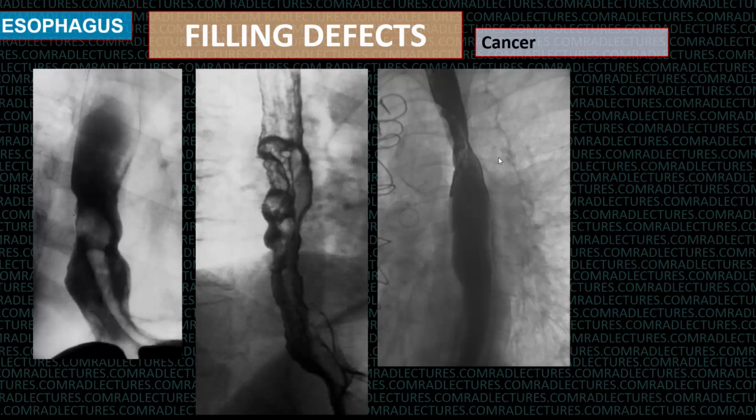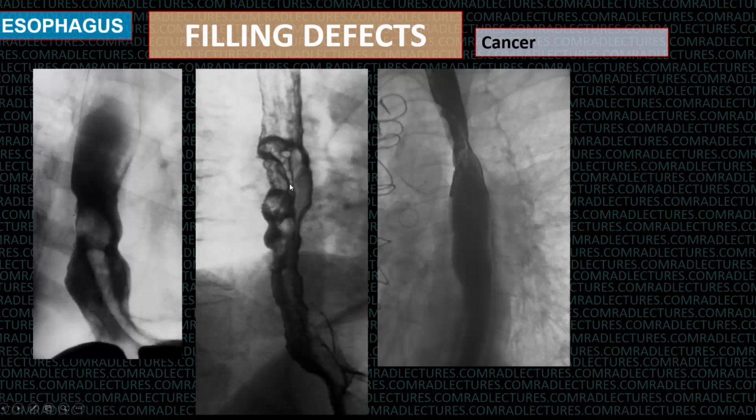Filling defects can be caused by cancer. So these are arising from the wall. So this patient has a long sentinel fold, and there is a polypoid filling defect here. There is also retraction of the underlying wall of the esophagus, which shows that it has invaded into the wall. So this is a polypoid type of cancer. This is a type of cancer which is called the fungating cancer, which means that it is almost cauliflower-like.